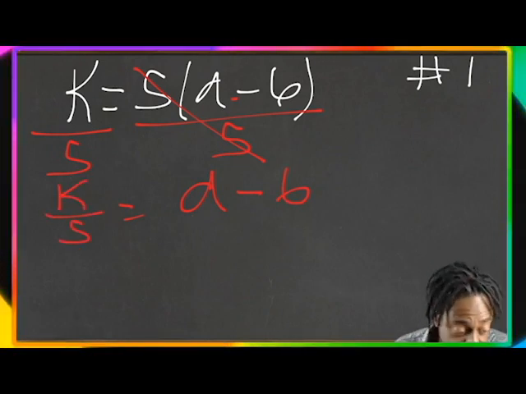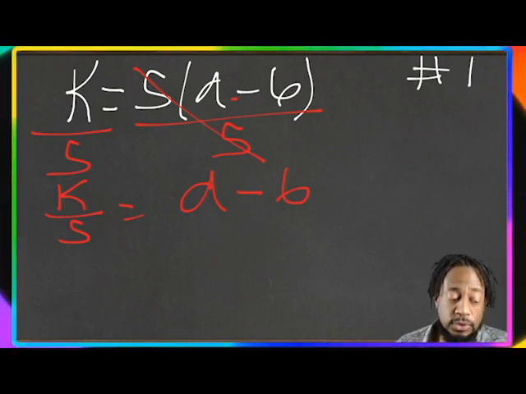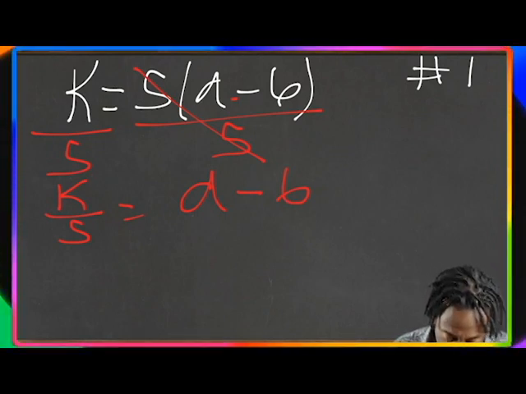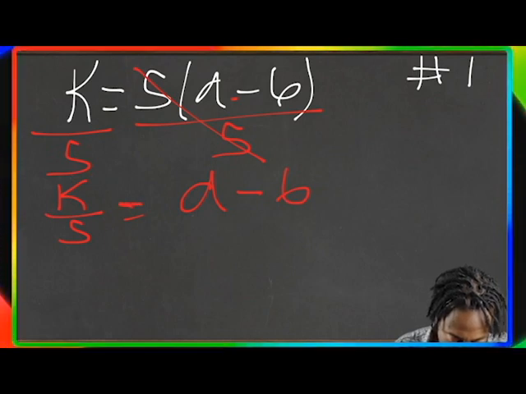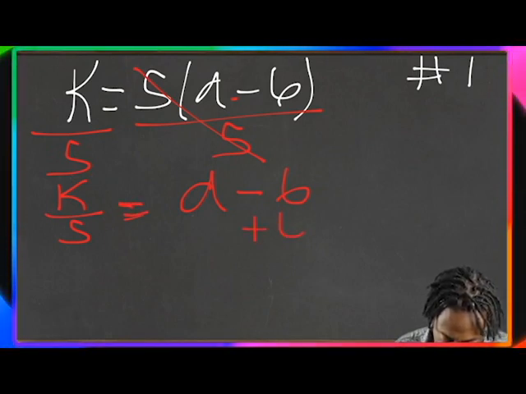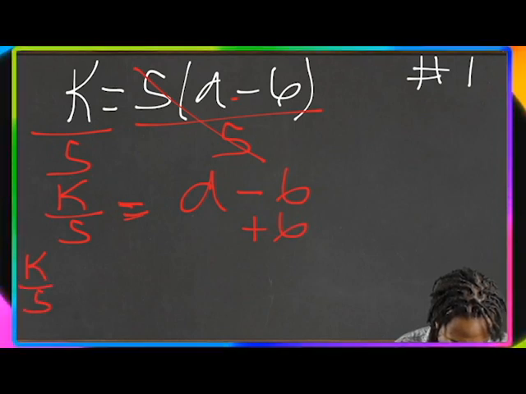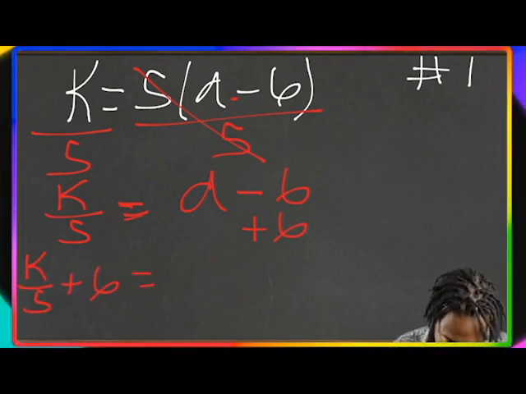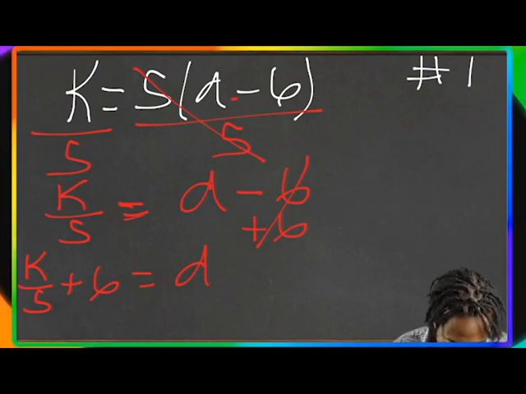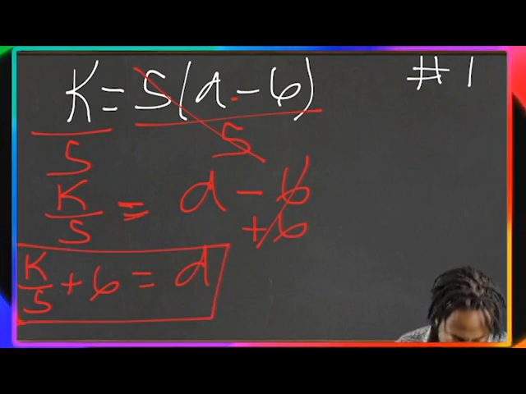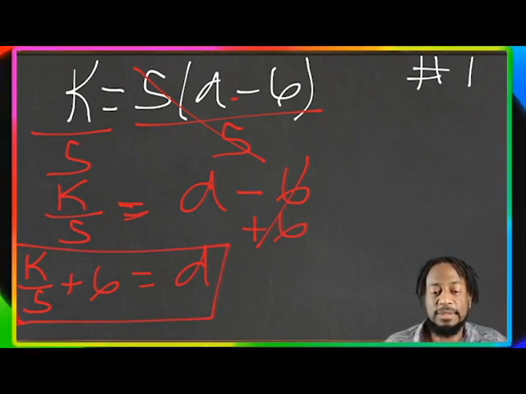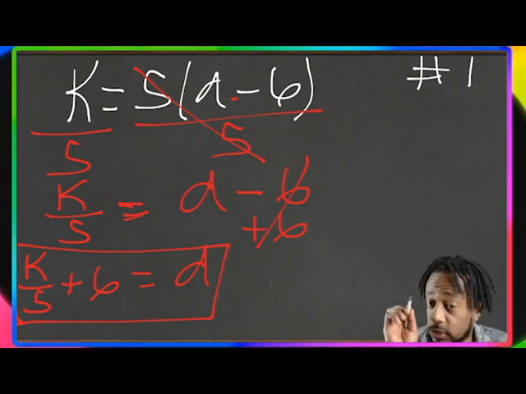Okay? Now, we have to what? Now, get rid of this -6. So getting rid of the -6, we're going to add 6. So K over 5 plus 6. Cancel. D is by itself. That's method 1.